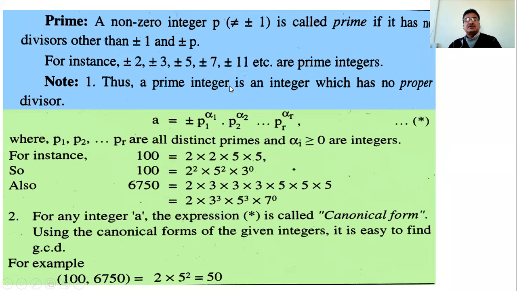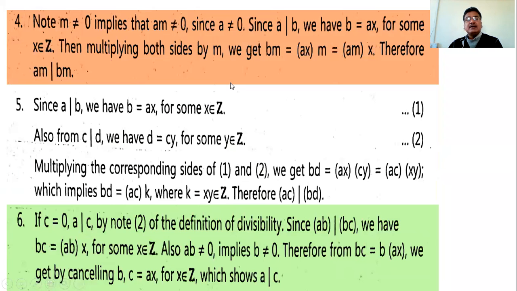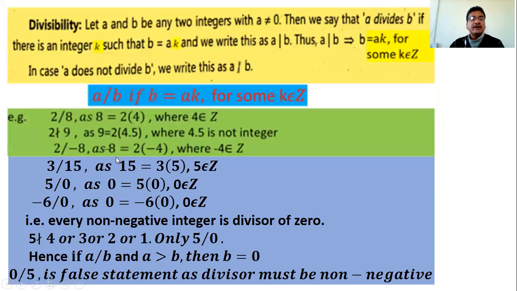That's why 7 is a prime number. So we know the divisors. For example, if you take the number 8, what are the divisors of 8? 2 divides 8. 1 also divides 8. Why does 2 divide 8? Because 8 is expressed in the form 2 into 4, for some integer 4. But 2 does not divide 9, because 9 cannot be expressed in the form 2 into some integer. The number 4.5 exists such that 2 into 4.5 is 9, but 4.5 is not an integer. That's why we say 2 does not divide 9.